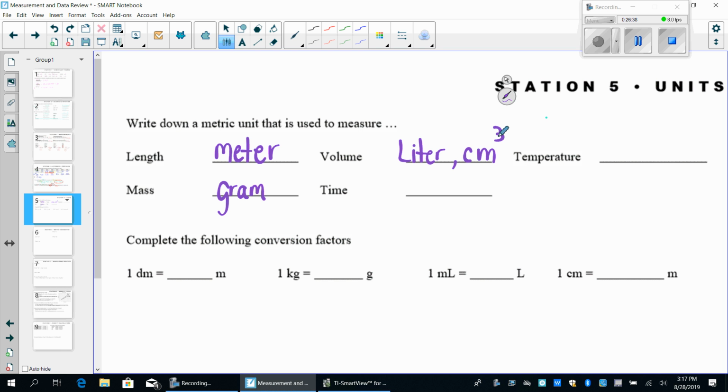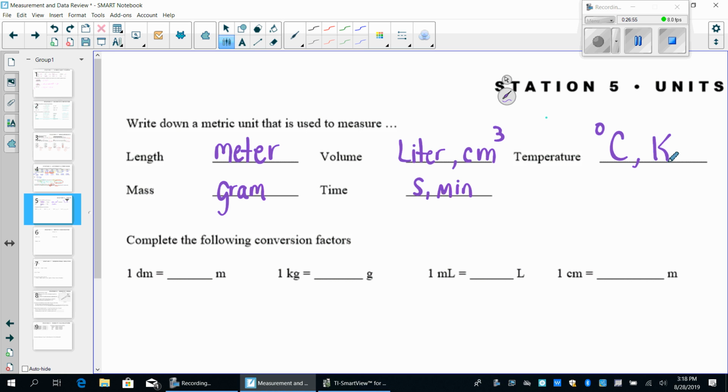Time is seconds, minutes, hours. Temperature is in Celsius, degrees Celsius, or Kelvin. Can be also a temperature unit. Now, completing the conversion factors.